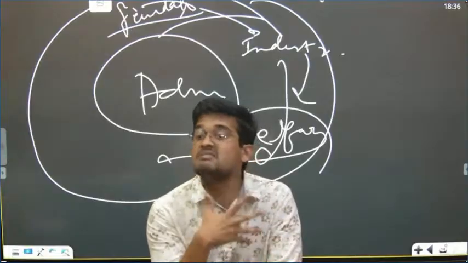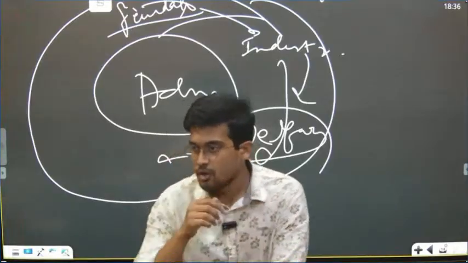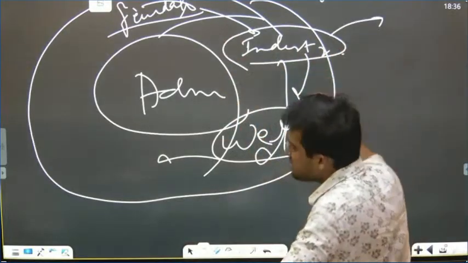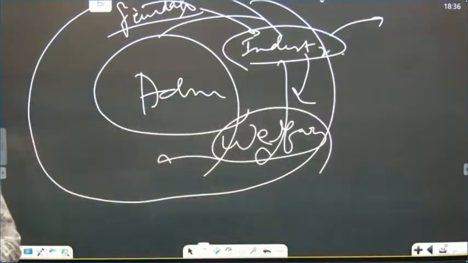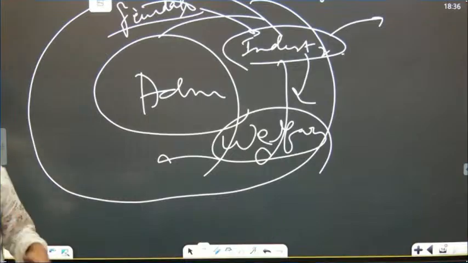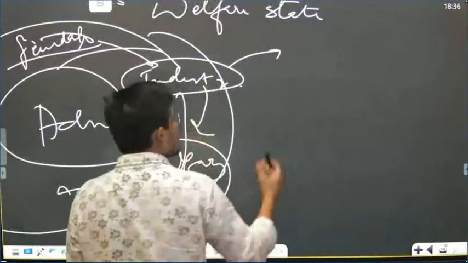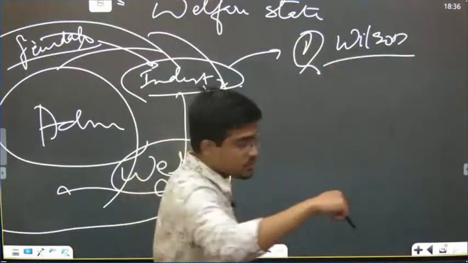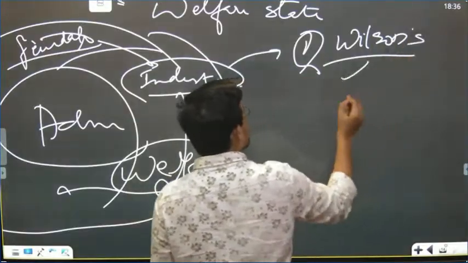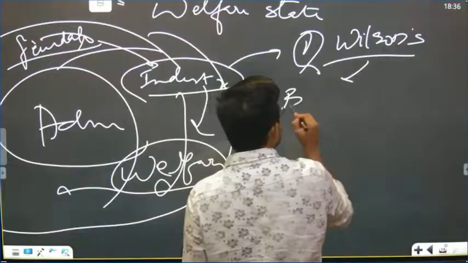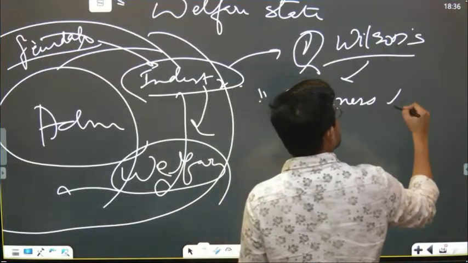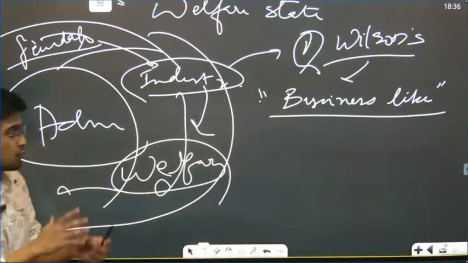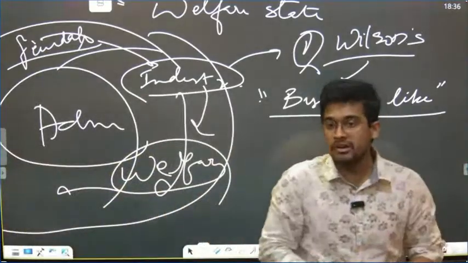So what are the instances of this reinvention? From a very business-oriented state. This is what the study of administration, Wilson, wanted: to make administration more business-like. So you write Wilson's idea, write this down, that it wanted to make administration more business-like. That means he wanted administration to be different from politics.